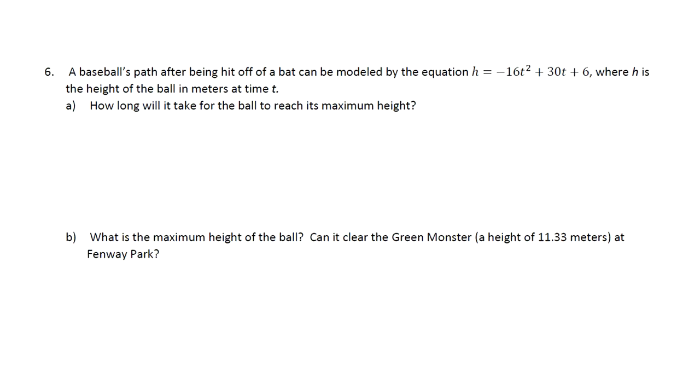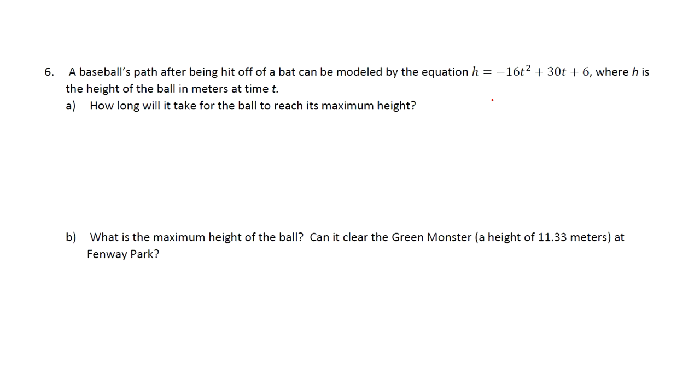So I'm going to do number 6 on the worksheet that you currently have in front of you. So go ahead and turn to number 6. A baseball's path after being hit off a bat can be modeled by the equation h equals negative 16t squared plus 30t plus 6, where h is the height of the ball in meters at time t. So how long will it take for the ball to reach its maximum height?